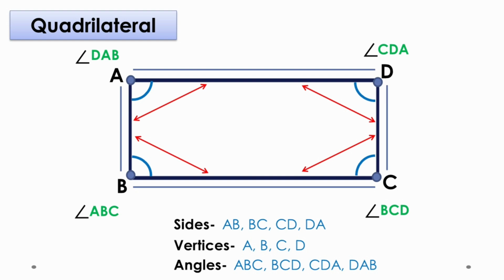The adjacent angles can be identified in the same way. Angle ABC and angle BCD are next to each other, so they are adjacent angles. Similarly, angle BCD and angle CDA are also adjacent angles. Angle CDA and angle DAB are adjacent. Angle DAB and angle ABC are also adjacent.